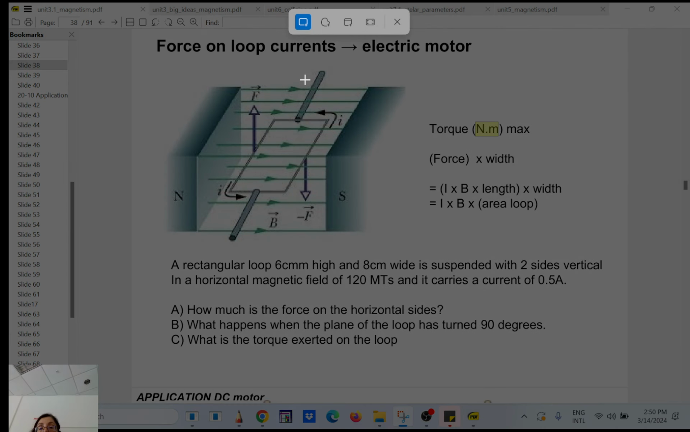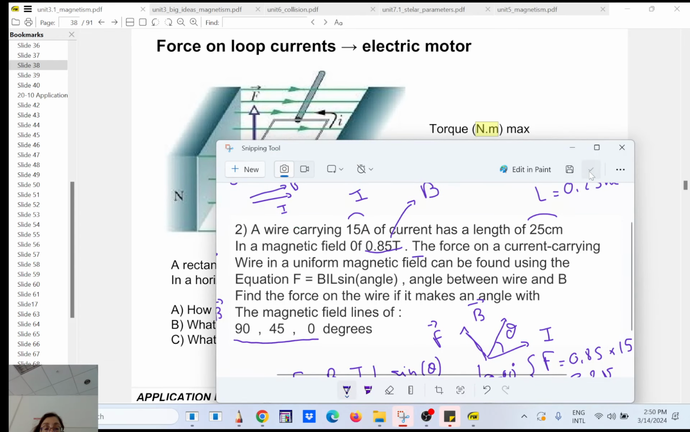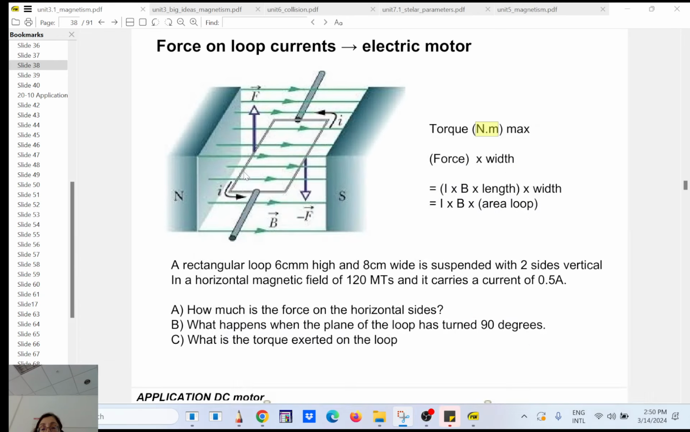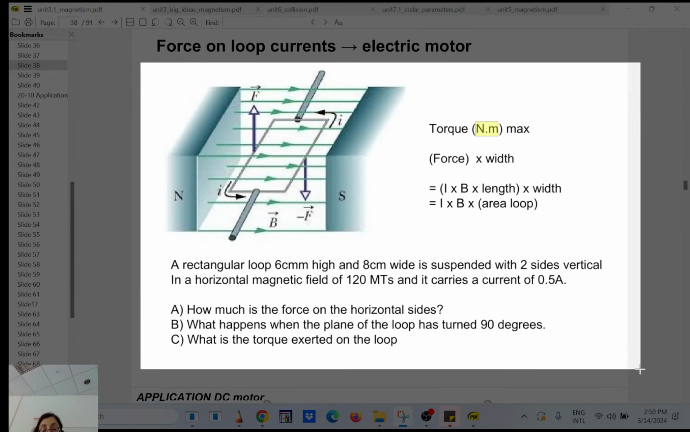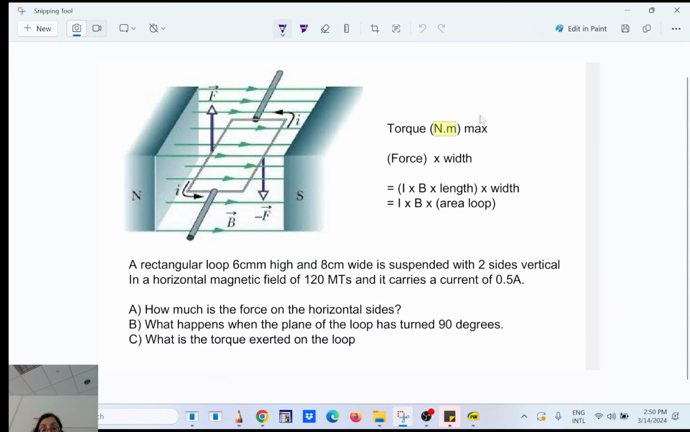So the torque will be how efficient the forces are at applying a twist, right? So there will be a twist, and we need to find the torque. The notation is tau, and newton meters are the units. It's going to be proportional to the current. Of course, it has to be proportional to the current. It kind of makes sense.